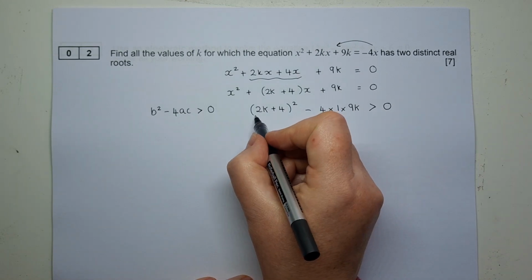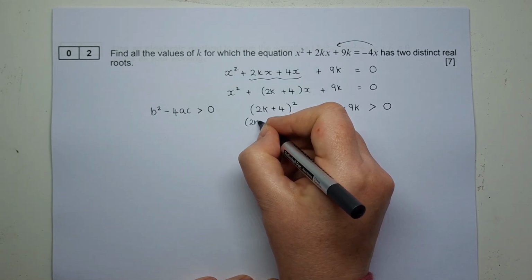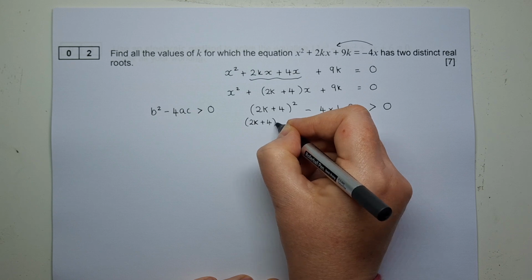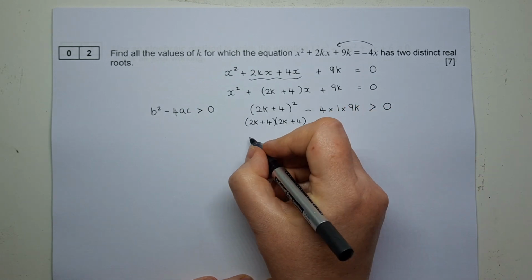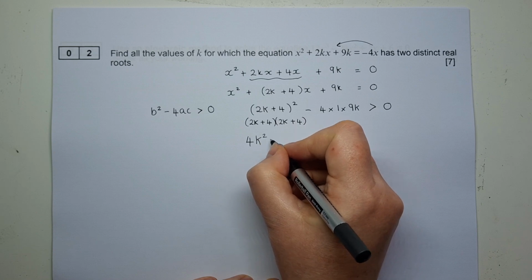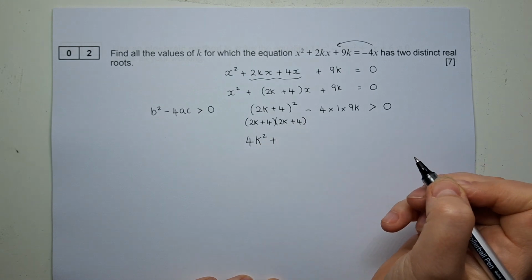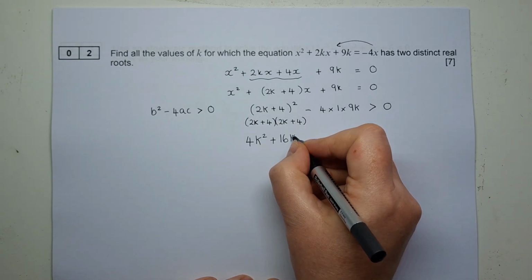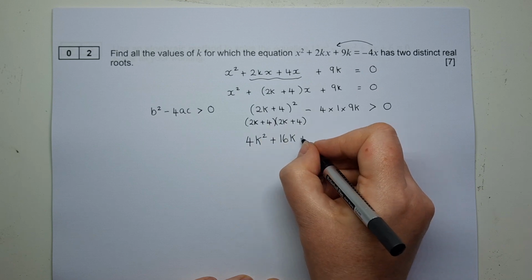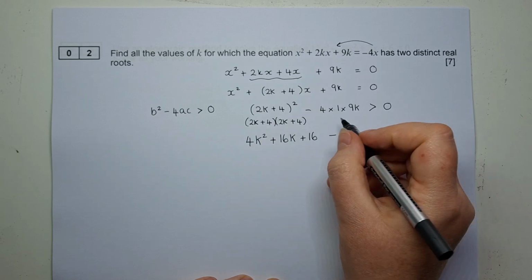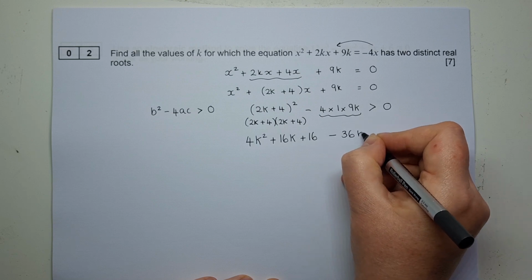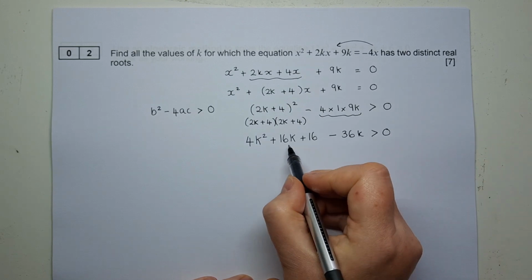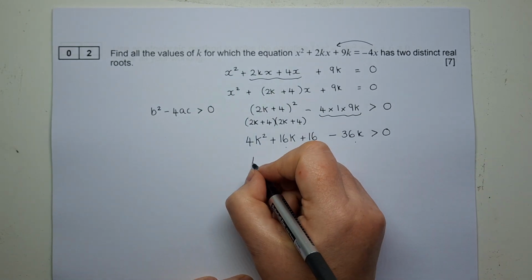Okay, I've got to square this out, so don't forget your middle terms. If you need to write the bracket twice, do so. Okay, you're going to get a 4k squared. You're going to get middle terms that are both 8k, so that will be plus 16k, and you're going to get a plus 16 on the end. Then that term altogether is minus 36k. We can then join the k terms together.